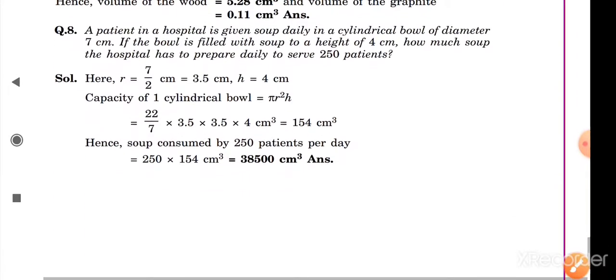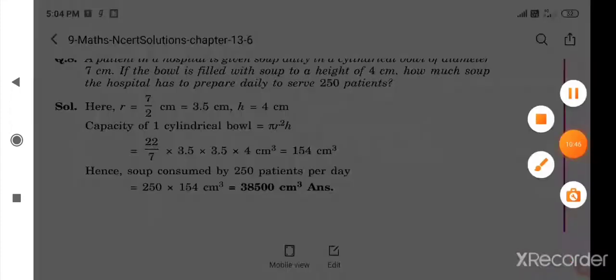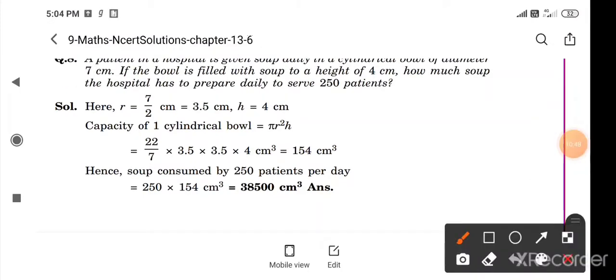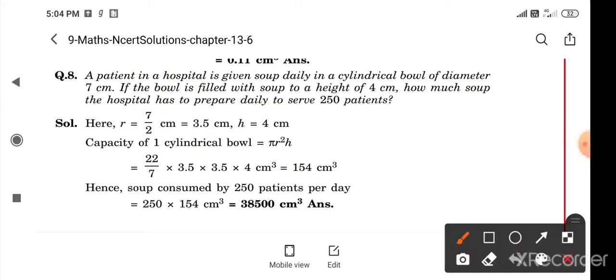Now moving to the next question. Question number 8. In this question, you are given that there is a hospital, and you have to give the patients a bowl which is in the shape of a cylinder, and there are 250 patients, and they have to serve the soup for that. And how much soup will be served for 250 patients? So first you will find out the volume or capacity of a cylinder, pi r square h, and then you will multiply it by 250. You will get the total capacity.